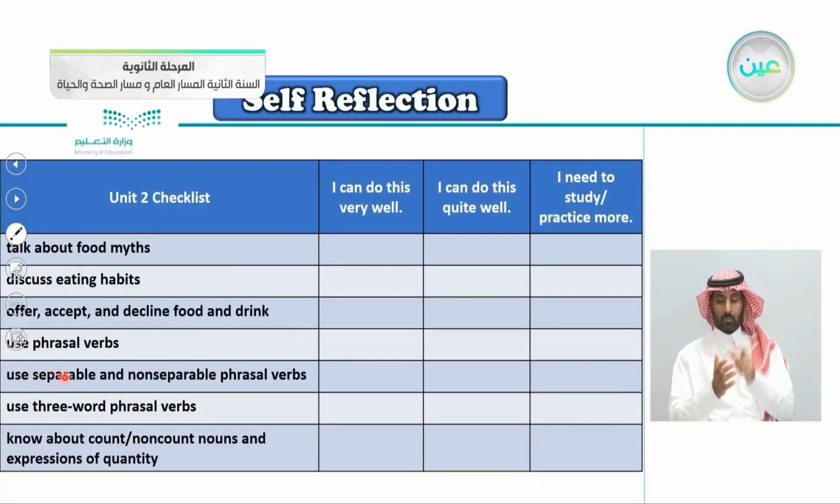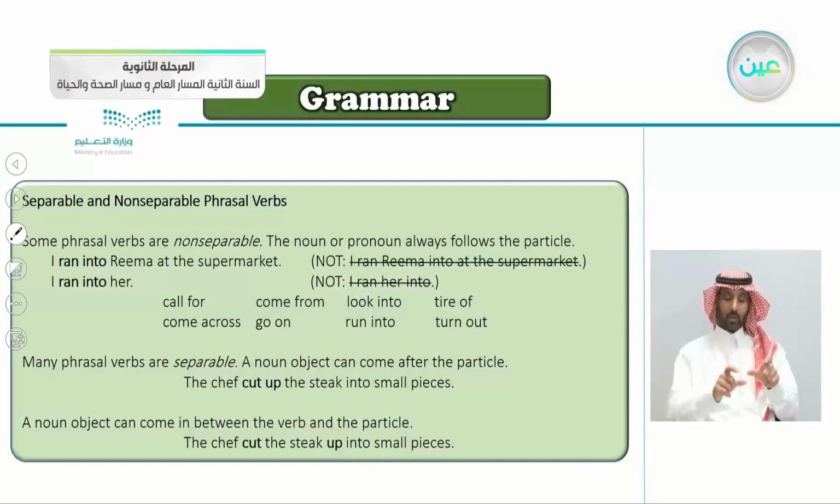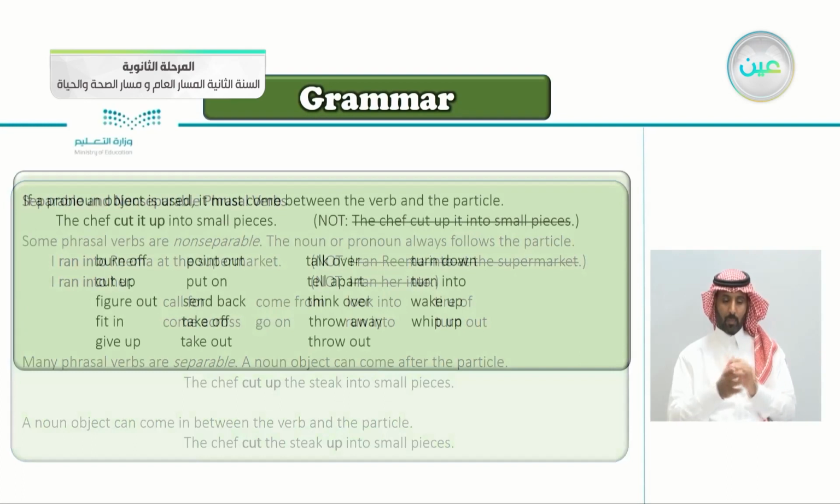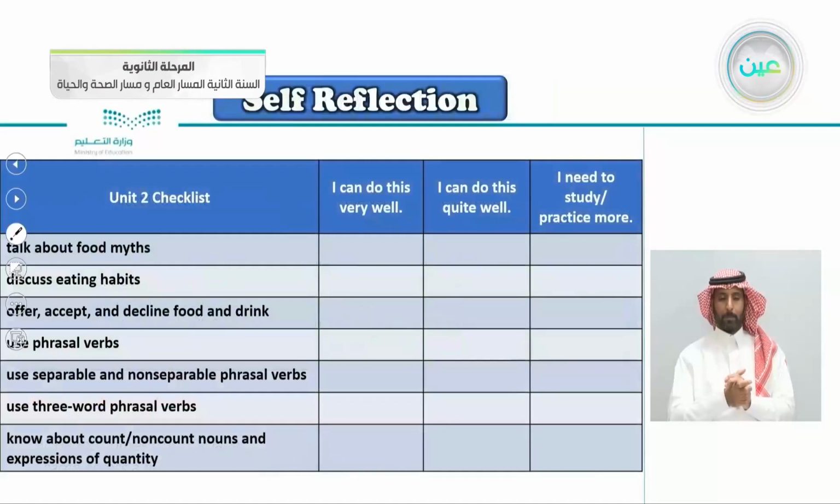Then we took the separable and non-separable phrasal verbs. If you remember, some of them we can separate. Some phrasal verbs are separable, some are non-separable. With non-separable ones, the noun or the pronoun always follows the particle. I ran into Rima. I can't say I ran Rima into. So these are non-separable. The separable one here, to cut up. For example, the chef cut up the steak, or you can say the chef cut the steak up. So you can separate those. So these are the separable and non-separable phrasal verbs.